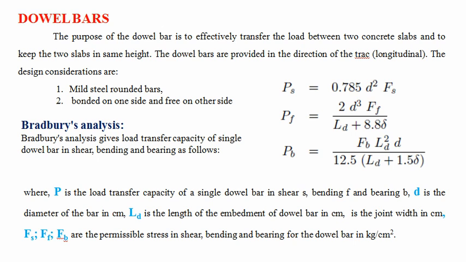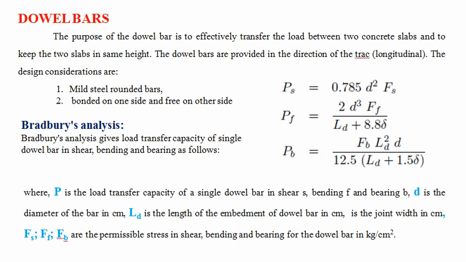Next is the design of the dowel bars. The purpose of the dowel bar is to effectively transfer the load between the two concrete slabs and to keep the two slabs at the same height, or at uniformity. The dowel bars are provided in the longitudinal direction, and the design considerations are that they should be mild steel rounded bars, and second, they are bonded on one side and free on the other.